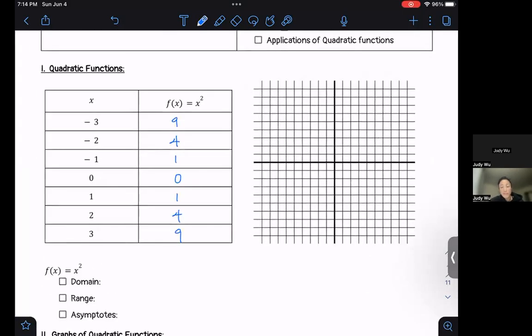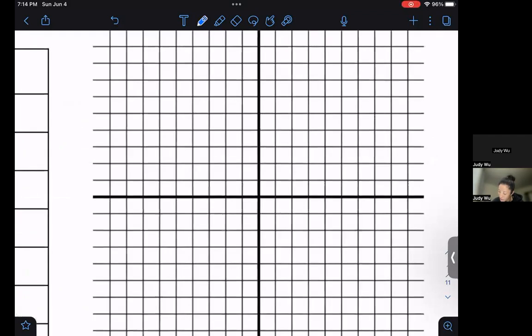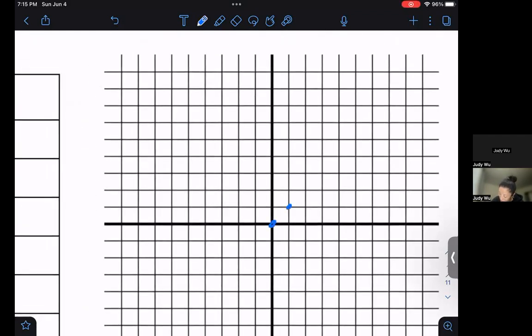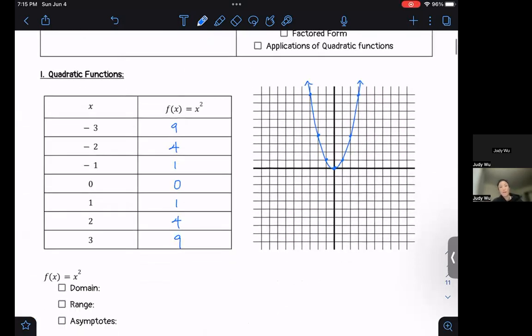If you want, pause here for a moment, plot these points on the grid, and make sure that our answers match. Otherwise, I'm going to do that right over here. We should have 7 points that we can connect with a nice U shape. And this is our quadratic function, or the parent function, x squared.